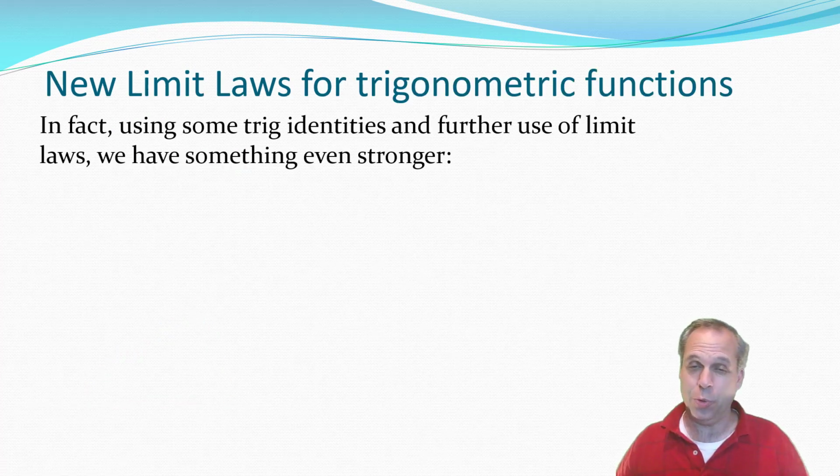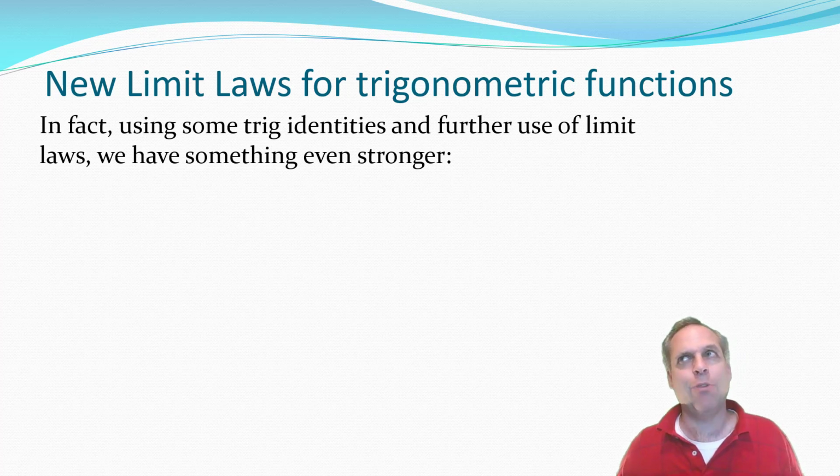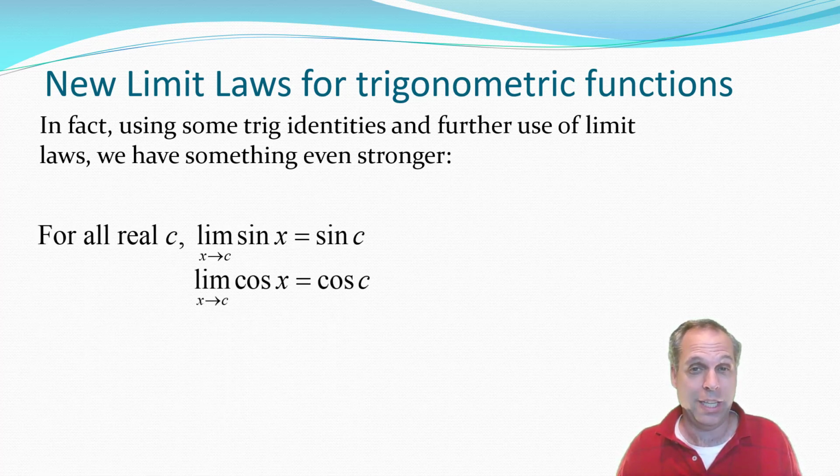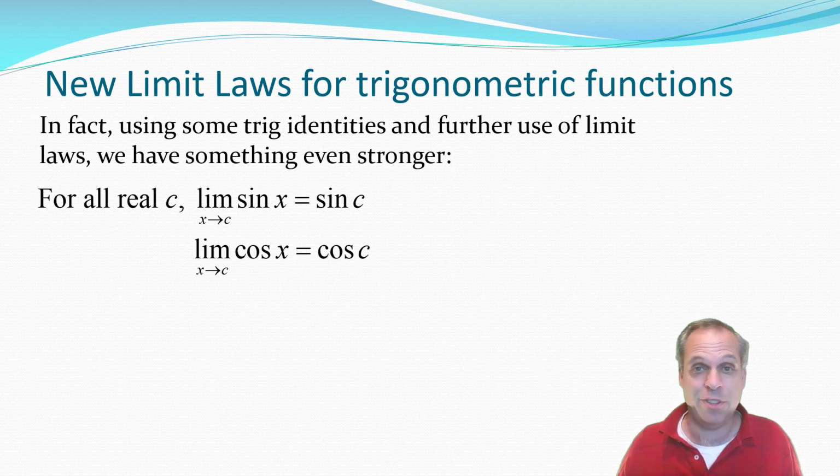Now I could do some more tricky algebra and trigonometry and use some limit laws to prove lots of things about the trig functions, but I'd rather not prove them, instead just give you the results. So if you take the limit of the sine or the cosine as x approaches any number, it's the same as just function evaluation. You can just plug in the number. That's great. That means that we can find the limits of lots of trig functions just by plugging in the number.